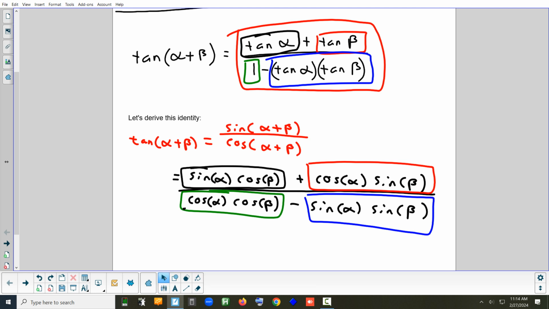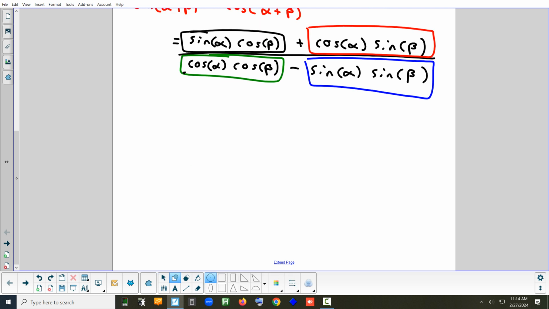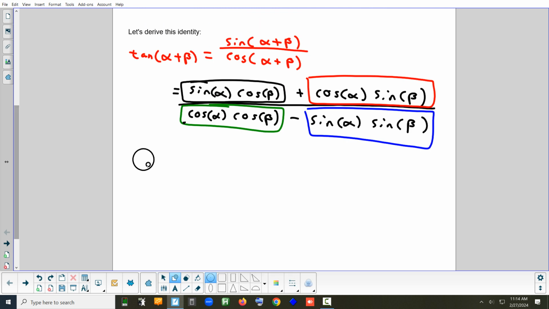So, what could we divide the green box by? Don't say itself. What could I actually divide it by? Cosine alpha and cosine beta. So we're going to divide everything in those boxes by cosine alpha, cosine beta. So let's write it down and see what that looks like.